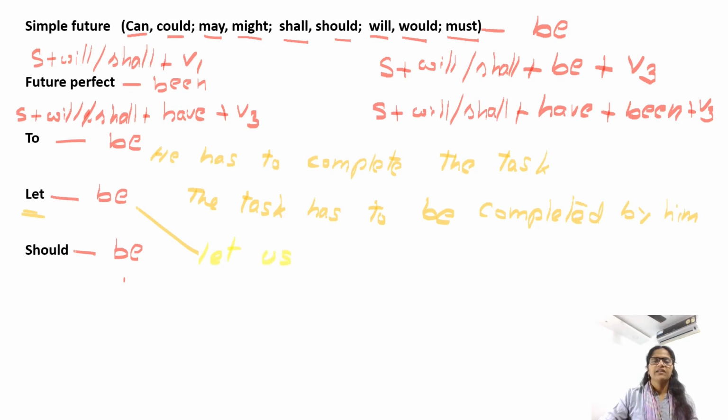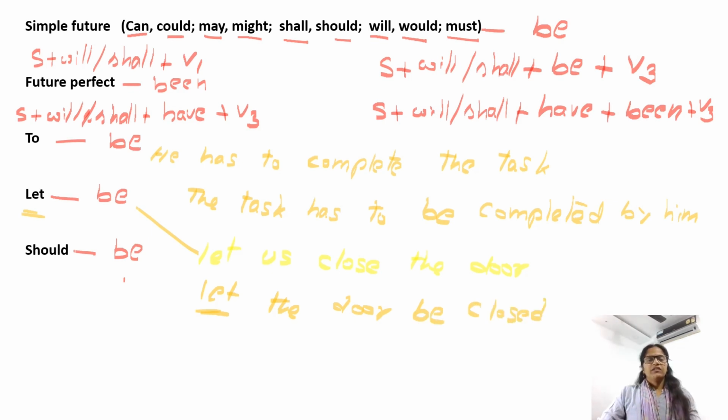Let us close the door. What do we need to write here? Let, what is the object? The door. Let the door, we have let, we need to use be. Door be closed. Now hope you understood how to use be form.